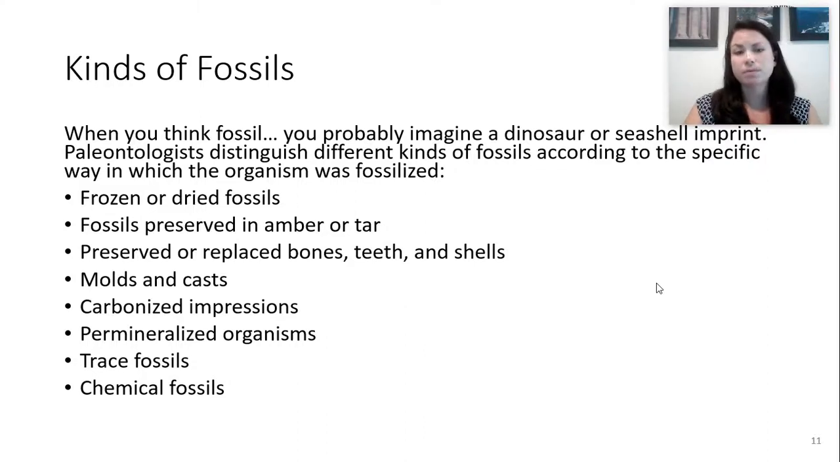So let's talk about a few different types of fossils, and I'll go over examples of each of these. So when you think of fossils, you might think about the dinosaur bones, like I just showed you, or maybe some seashells. But there's a lot of other different types of fossils that exist, and they each kind of hold their own category and importance in the way that we study the subsurface. So we have frozen or dried fossils that are preserved in amber or tar. We have preserved or replaced bones, teeth, and shells. Fossils that can create molds or casts. So it's not the exact fossil itself, but it has created a mold. We have carbonized impressions, permineralized organisms, trace fossils, and chemical fossils.